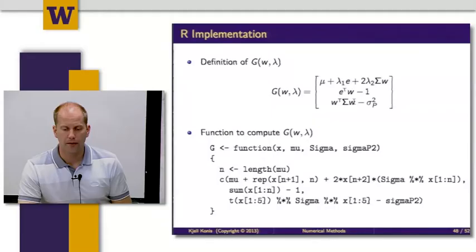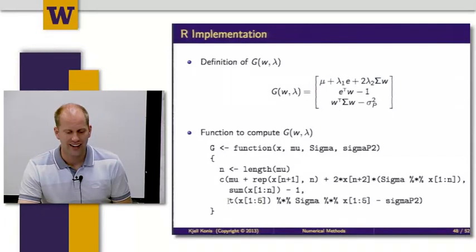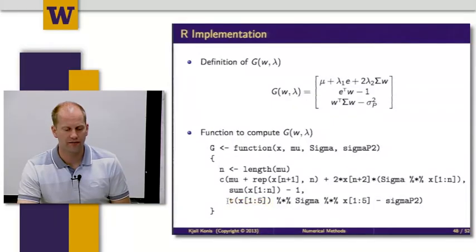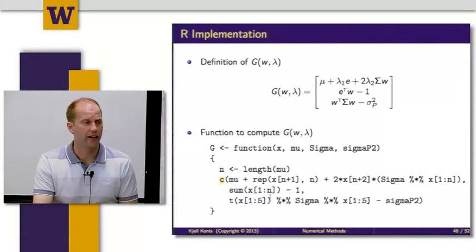And then W transpose sigma W minus sigma squared P. W is the first n elements. I was a little bit sloppy here; I should have used an n, but because this is a 5 by 5 example, I had a 5 in here in the first place. So I have W transpose. In R, the t function transposes. So W transpose sigma W minus sigma squared P. And I'm going to use the c function to wrap all that up into a vector and return it.